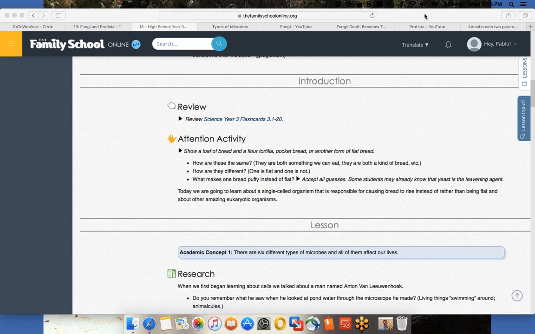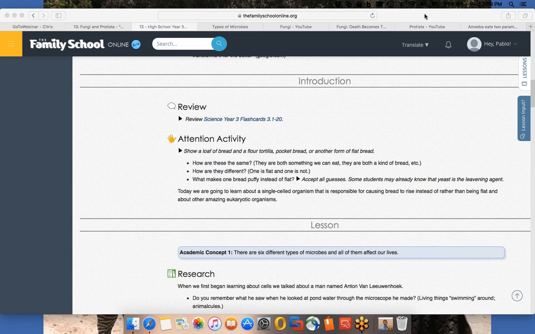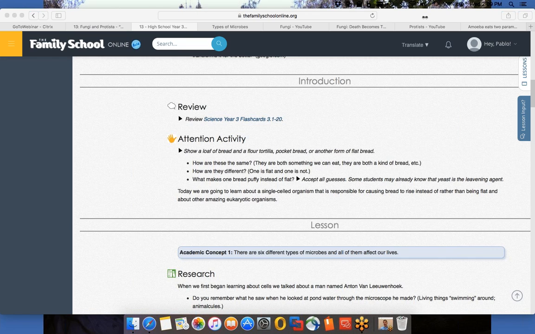activity, it talks about comparing different types of bread. What is the difference between bread and a tortilla, for example? What would the difference be between one and the other?